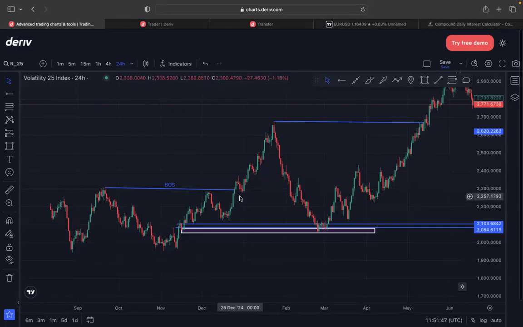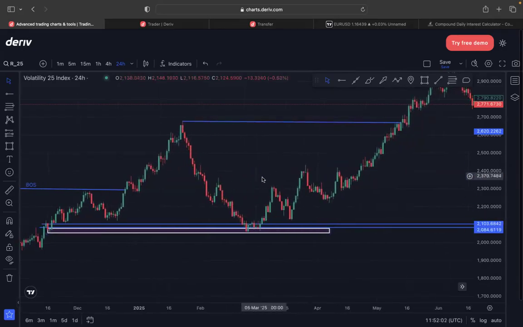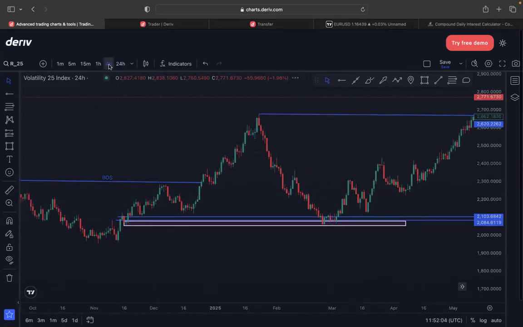But then we are looking for what? Market structure shift, change of character. The market came like this, broke this one, gets to this one. It respected this one. We would have seen what? A market structure shift. Now let me show us this one. Let's go to the 4-hour time frame.